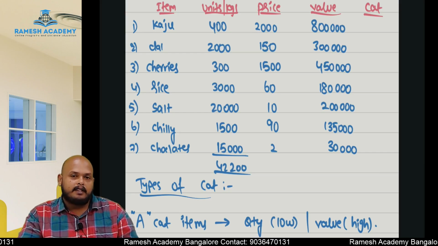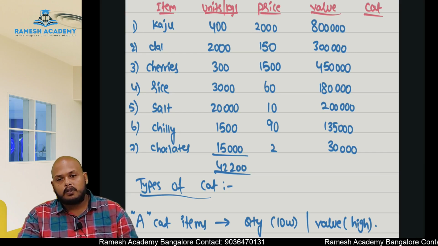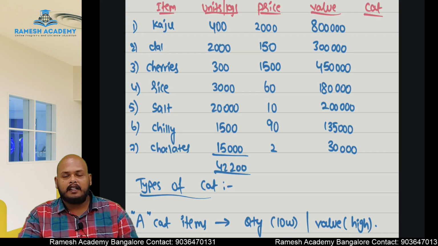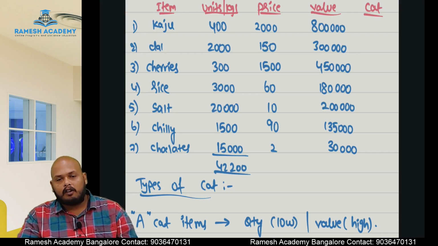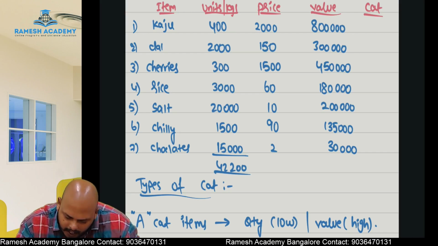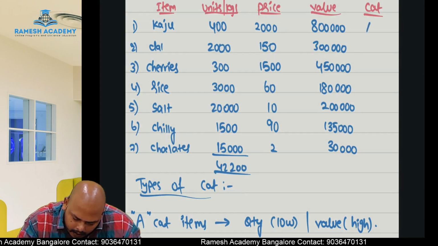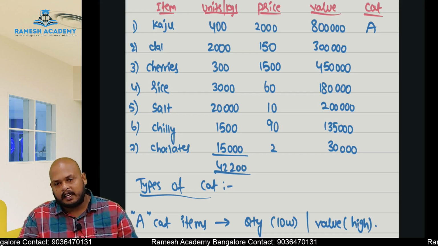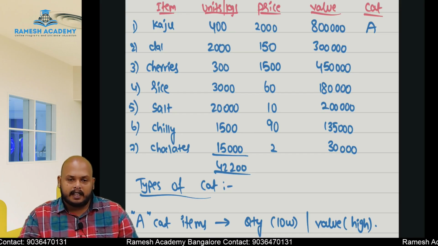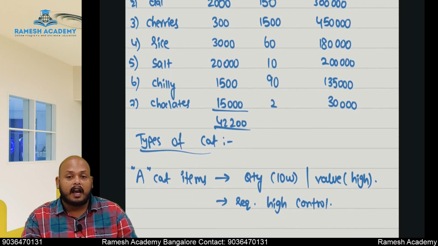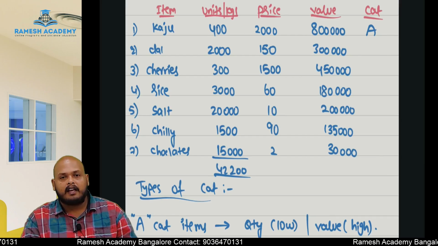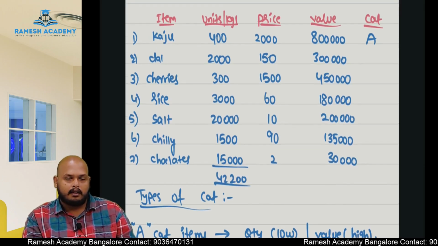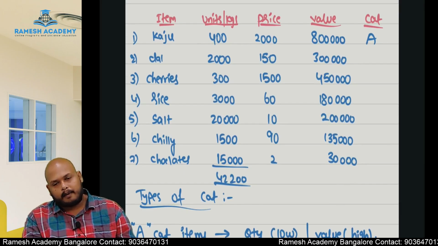But you see the price. Price is very high, 2000 rupees. Quantity is low, but the price is very high. So we can call this as which category item? This is categorized as A category item. Any item which is covered under A category generally requires high control.